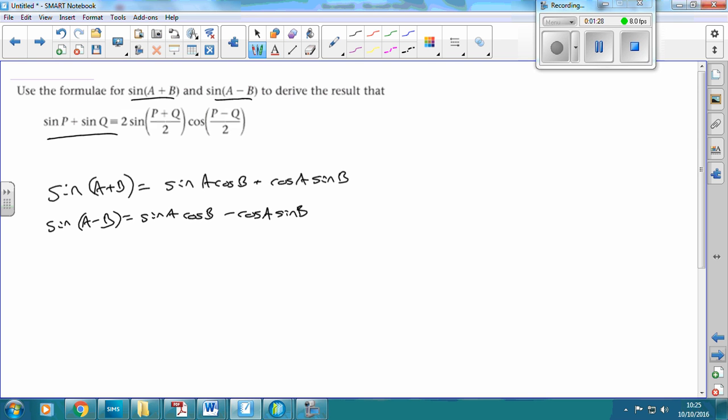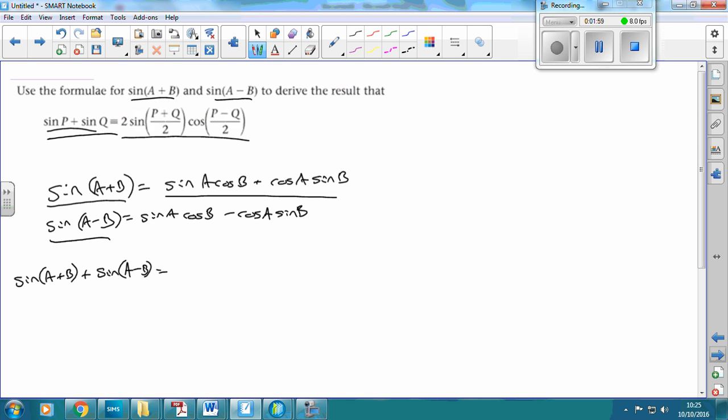Now, very often in recent years, Edexcel have said that you have to prove stuff, and I haven't seen them ask you to prove this. So what we're going to do is get to sine p plus sine q equals this thing here. We're going to add this one and this one: sine of a plus b plus sine a minus b, rather than just trying to memorize this.